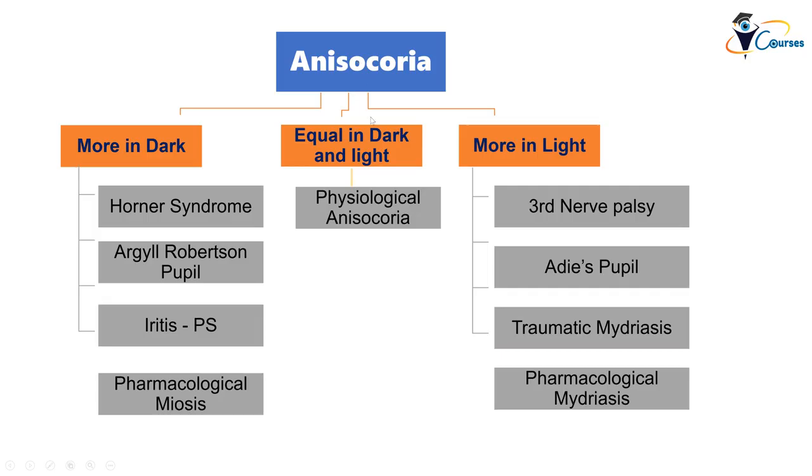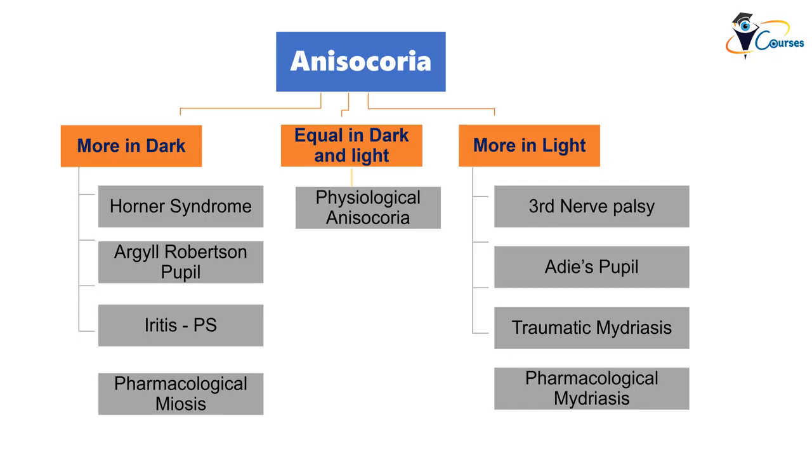There are some people who have normal physiological anisocoria. In this case, it will be equal in dark and light. There will be no change in the difference between both pupils in day and night. And this is how we diagnose a physiological anisocoria. But if the difference between the pupil size in the day and night is increasing or decreasing, then we have anisocoria more in dark or anisocoria more in light.